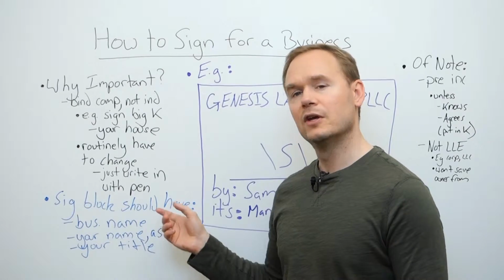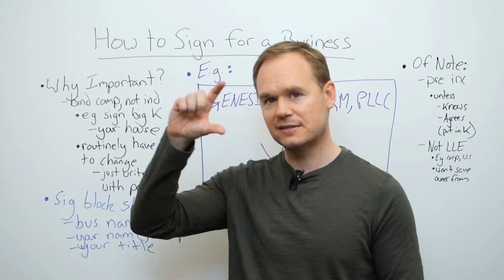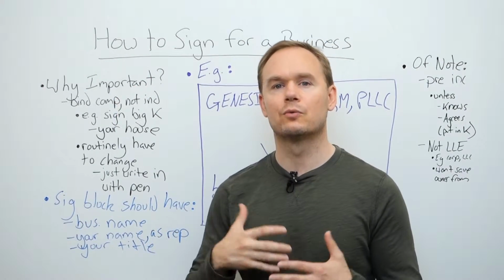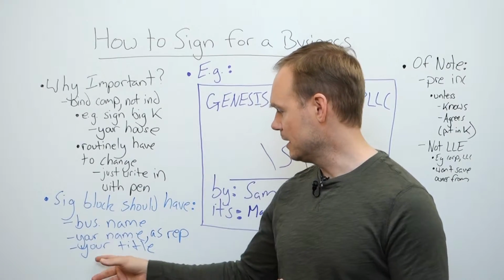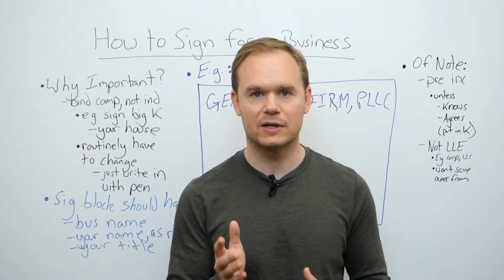And here is what needs to go in that signature block. You need to have the business name at the top, then your name in your representative capacity, and then lastly, your title, again, indicating that you're signing in a representative capacity.